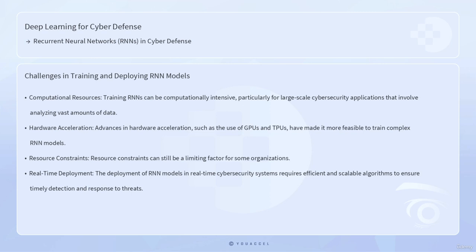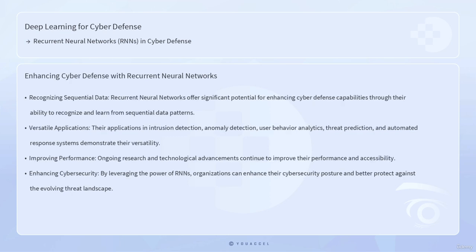response to threats. In conclusion, recurrent neural networks offer significant potential for enhancing cyber defense capabilities through their ability to recognize and learn from sequential data patterns. Their applications in intrusion detection, anomaly detection, user behavior analytics, threat prediction, and automated response systems demonstrate their versatility and effectiveness in addressing various cybersecurity challenges.